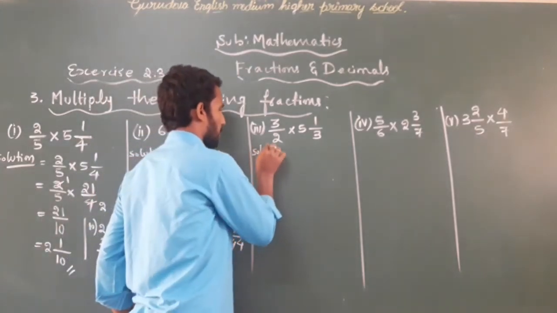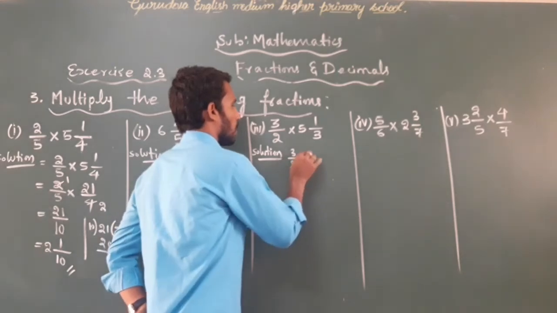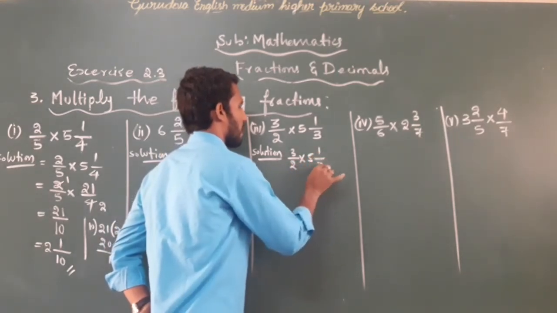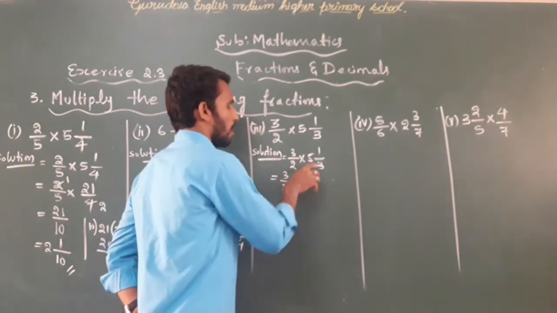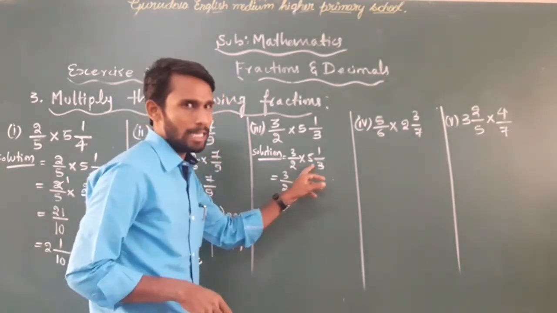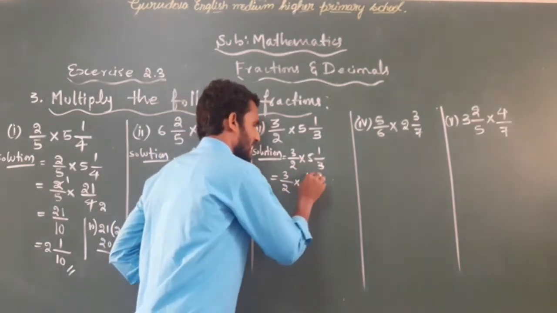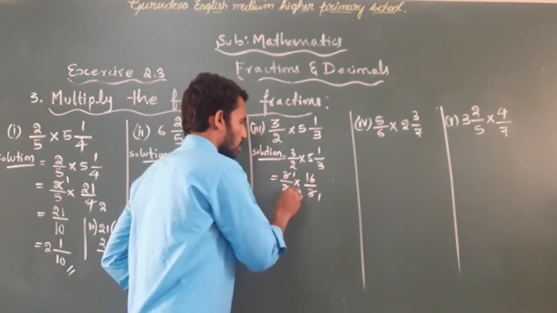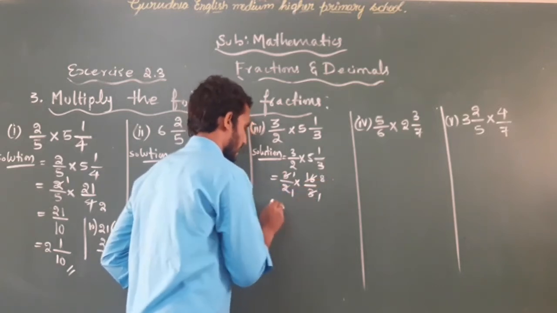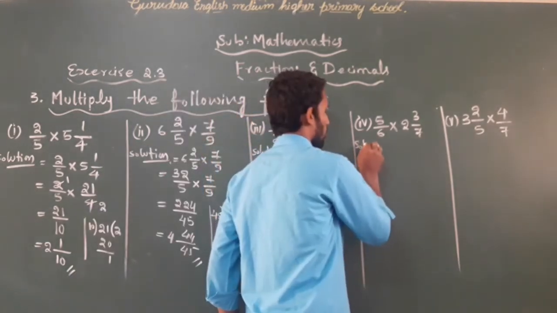Solution: 3 by 2 into 5 whole 1 by 3. Now, converting the mixed fraction into an improper fraction, 5 3s are 15 plus 1, 16 by 3. Now we cancel: 3 1s are 3, 3 1s are 3, 2 1s are 2, 2 8s are 16, remaining 8. That is the answer. Now the fourth question.